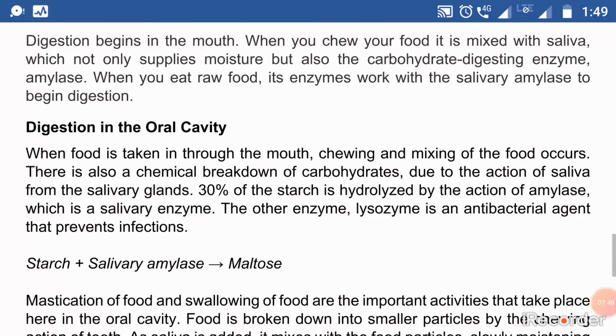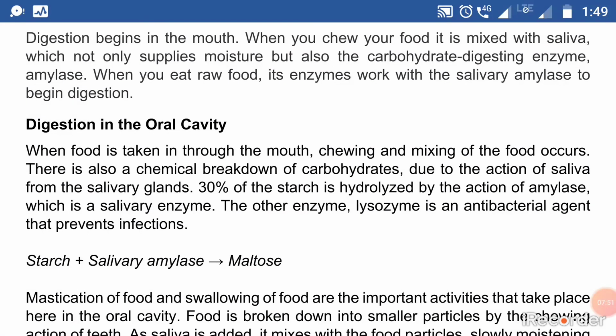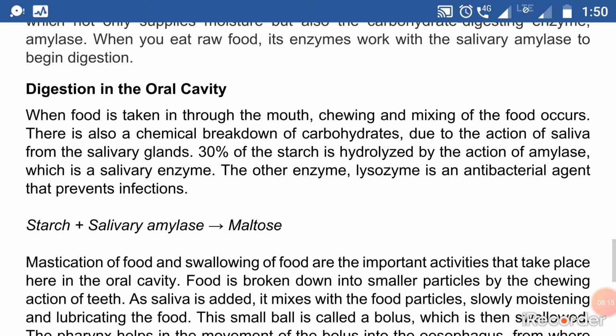Now, digestion in the oral cavity. When food is taken in through the mouth, chewing and mixing of the food occurs. There is also a chemical breakdown of carbohydrate due to the action of saliva from the salivary glands. 30% of the starch is hydrolyzed by the action of amylase, a salivary enzyme. The other enzyme, lysozyme, is an antibacterial agent which prevents infection. So in the oral cavity, starch plus salivary amylase converts starch into maltose.